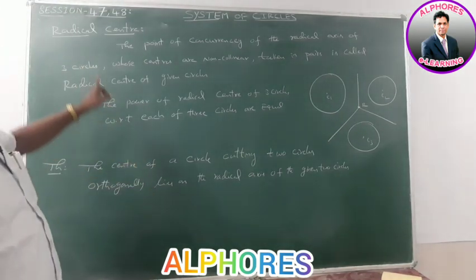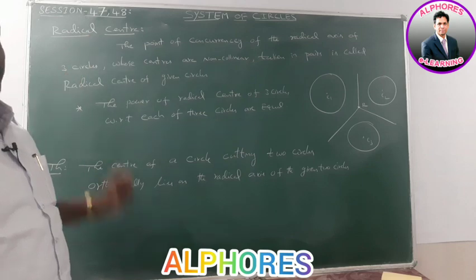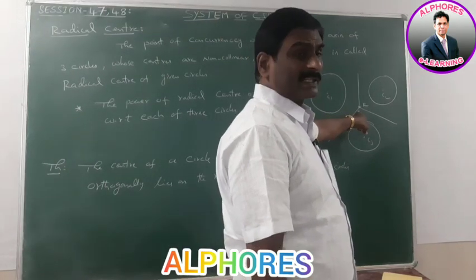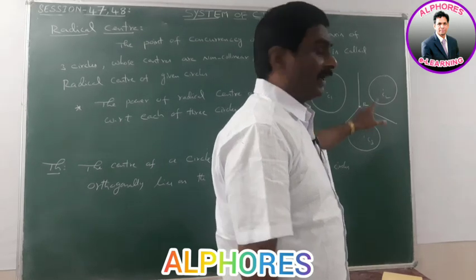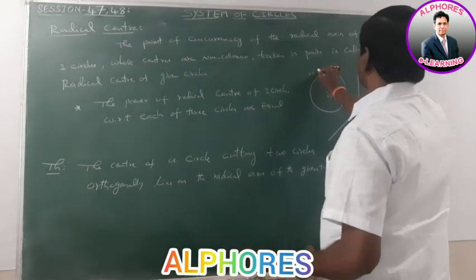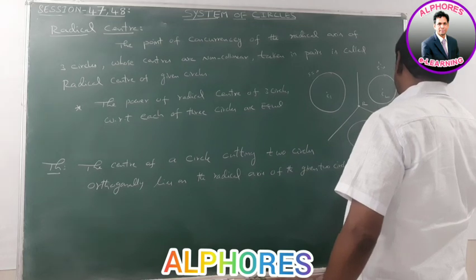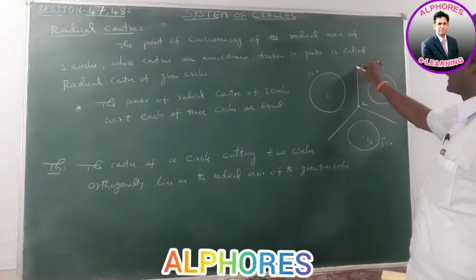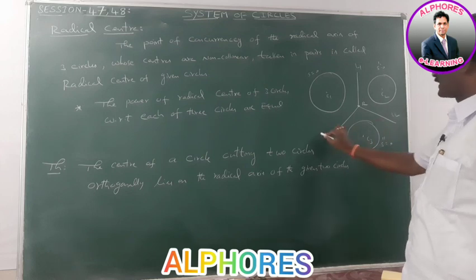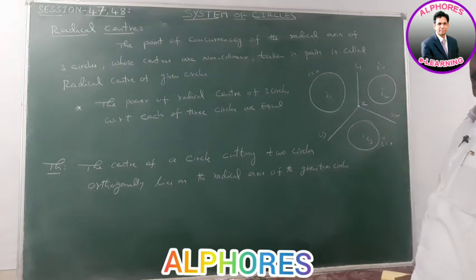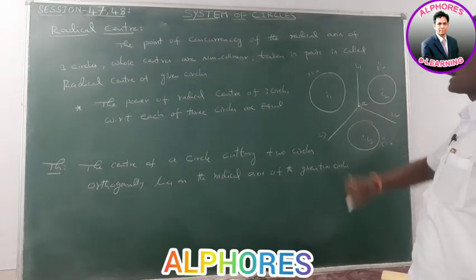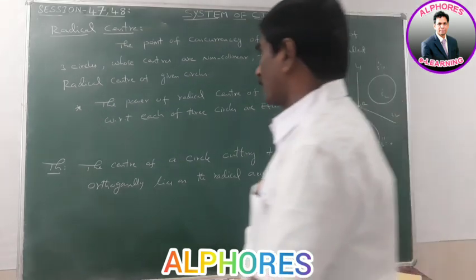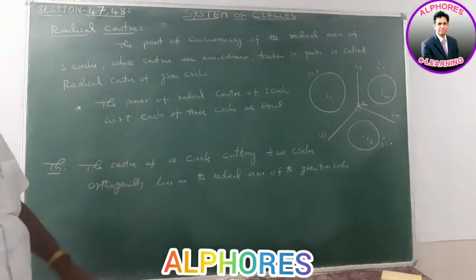Next, radical center. The point of concurrency of the radical axes is said to be the radical center. It can be denoted by R. This is one of the circles, S = 0. It is S' = 0. S'' = 0. The radical axis for the first two circles is this line, L1. This is L2. This is L3. All of these three lines are concurrent. This point of concurrency is said to be the radical center. It can be denoted by R. Please note this point. Radical center.